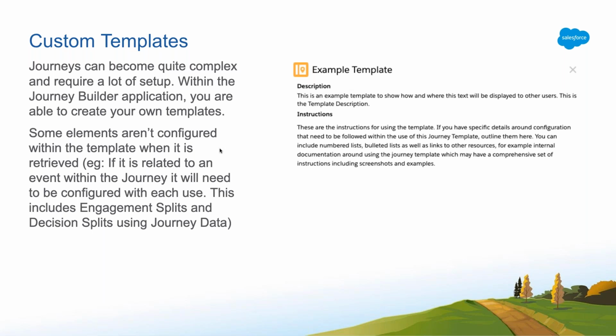Now, some elements won't be configured within the template. Obviously, we mentioned journey event data, also entry event data. So things like decision splits using journey data, engagement splits may not necessarily be included, but you would get the full flow included as part of the deployment. You may just need to configure some of the additional elements like emails, decision splits, and any kind of filtering that may be included.